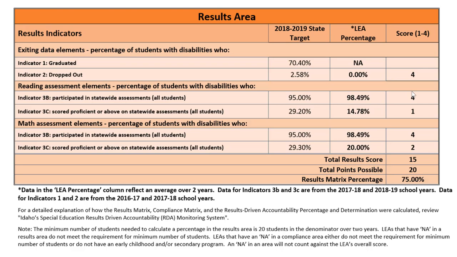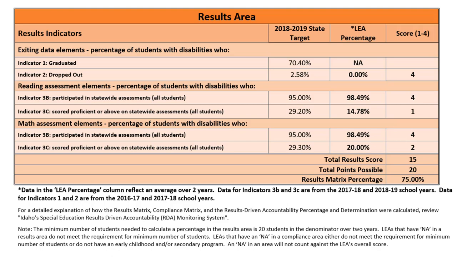You can see down here in the explanation, data for indicators 3B and 3C, which are assessment, participation, and performance, are from 17-18 and 18-19 school years, and data for graduation and dropout, which are indicators 1 and 2, are from 16-17 and 17-18.